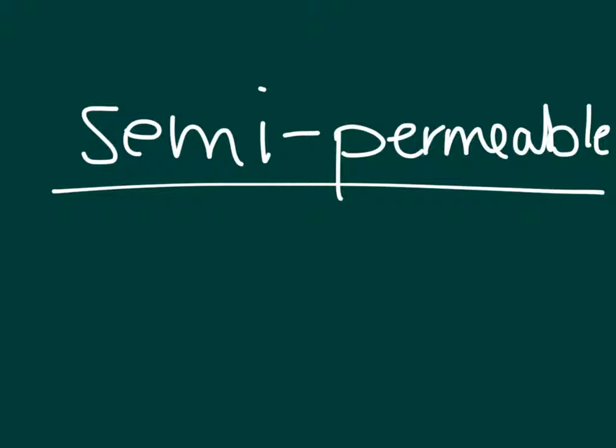What does semi mean? Half, part, sorta, in the middle. Permeable. Able to be permeated. Yeah, things can pass through it. So some things can pass through it. Here's another moment to discuss with your partner. Think of real-life examples of things that are semi-permeable.